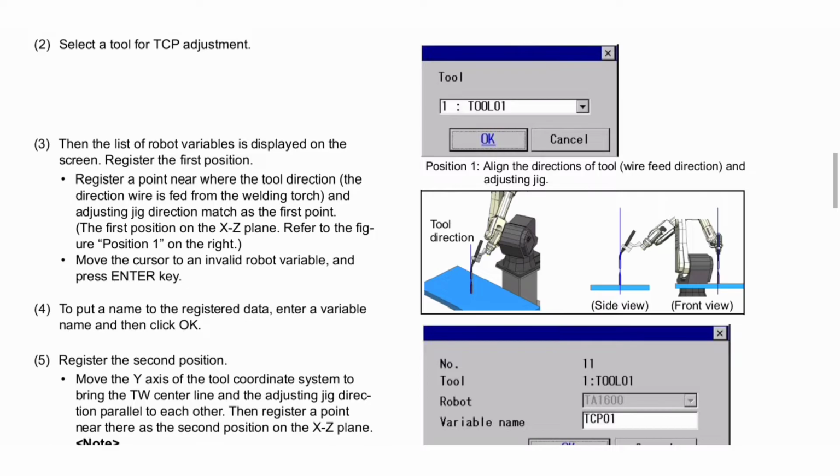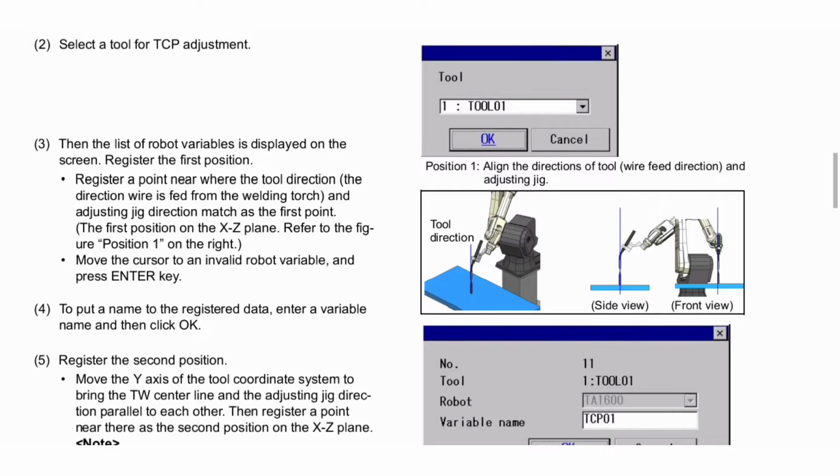Then the list of robot variables is displayed on the screen. Register the first position. You can see it in this image. Align the direction of the tool, the wire feed direction and the adjusting jig. Register a point near where the tool direction, the direction the wire is fed from the welding torch, and the adjusting jig direction match as the first point.